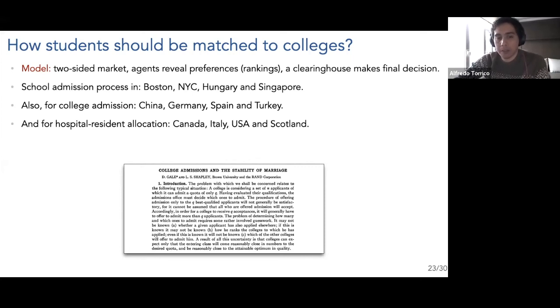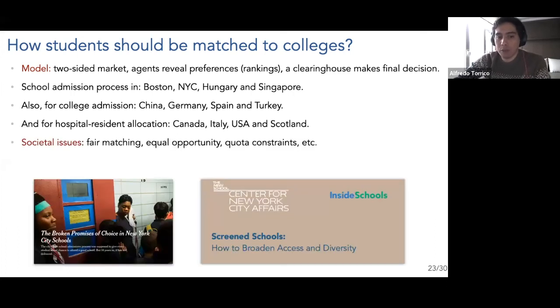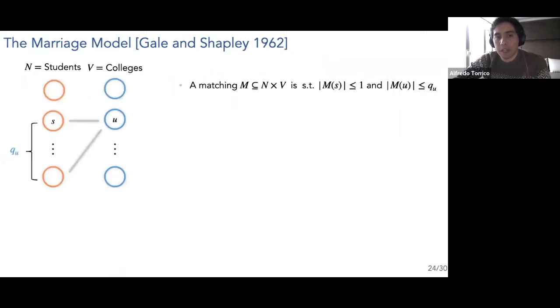Okay, this has been applied in different admission processes, such as schools in Boston and New York City, and also college admission in China and Germany, as well as hospital and resident allocation in Canada and also in the US. However, recently there has been some concern about the quality of this allocation, particularly how we can expand the access to certain minorities and also improve the diversity of this allocation. From the technical side, the community has proposed different settings, for example, by defining what is a fair matching, or defining equal opportunity, or imposing quota constraints. But in our work, what we look at is how the expansion of the market can actually improve the allocation of the students.